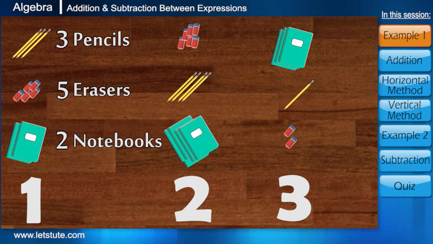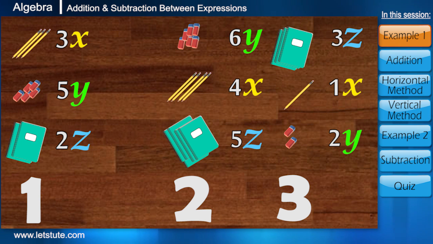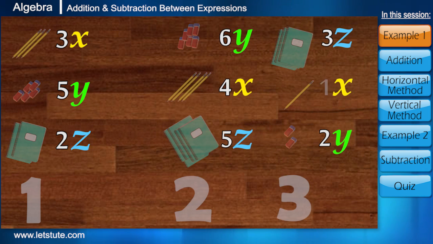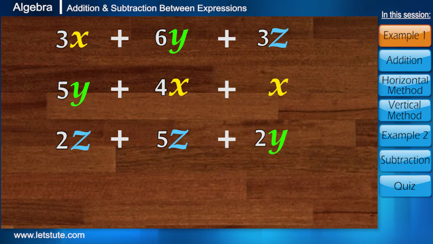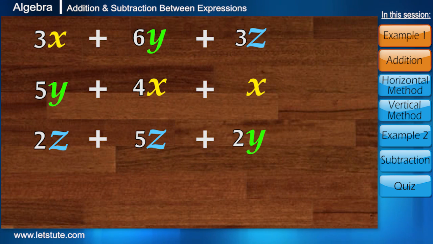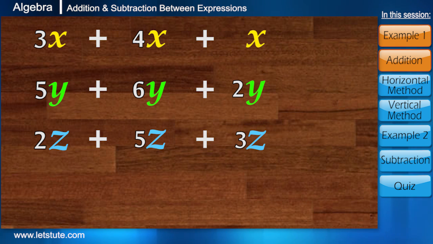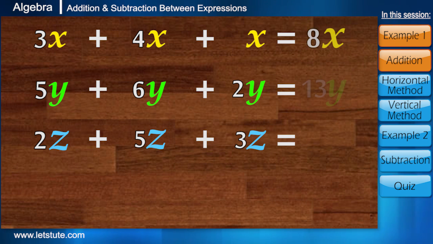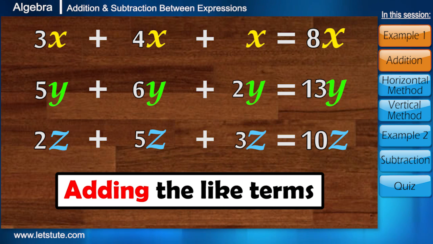Let's denote pencils with alphabet x, erasers with y and notebooks with z. Therefore, mathematically we say we have 3 different expressions. Now to add these expressions, just like we did in this example, we will combine the terms with the same variable together and then it will be very easy to add them. So we could combine the terms with the same variable and add them to get 8x, 13y, 10z. In algebra, such a practice is known as adding the like terms together.